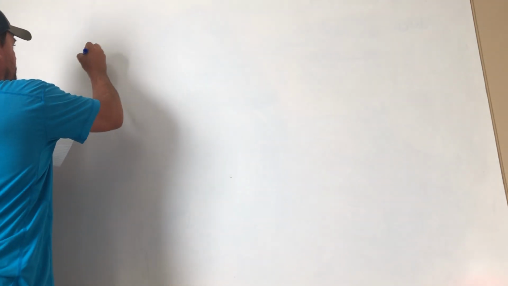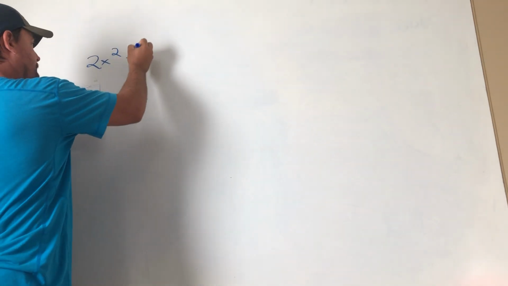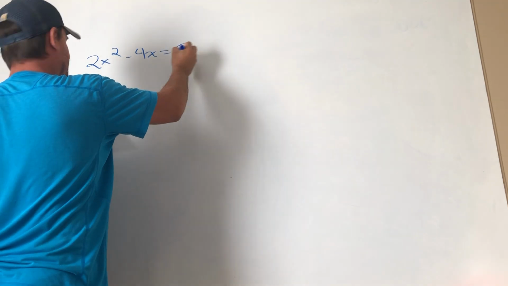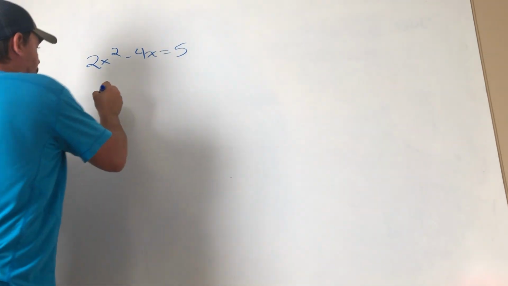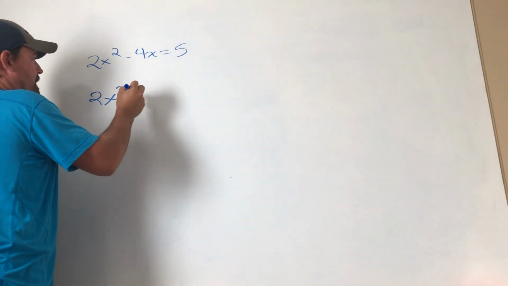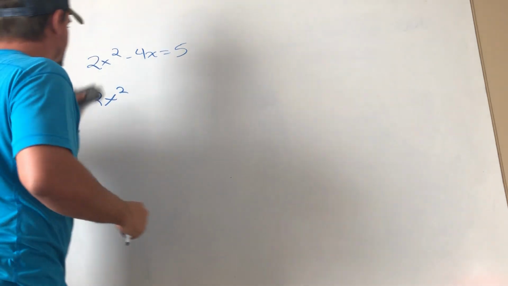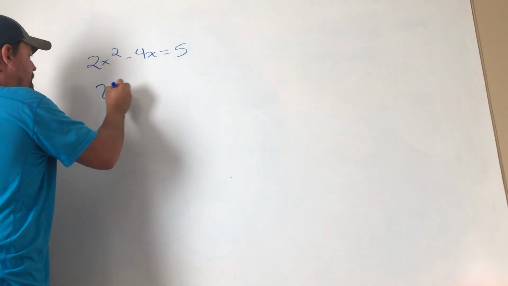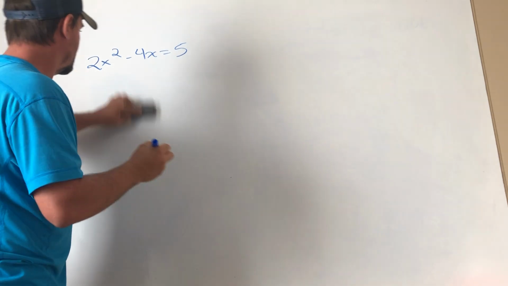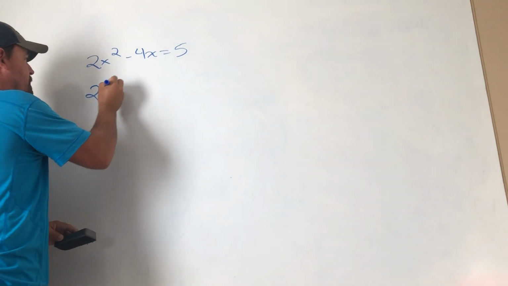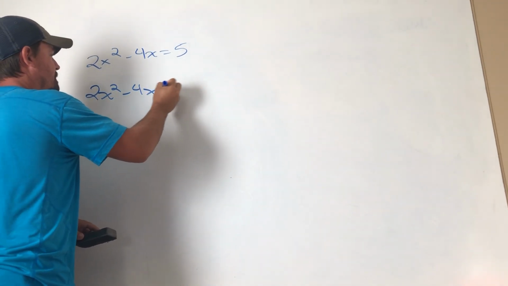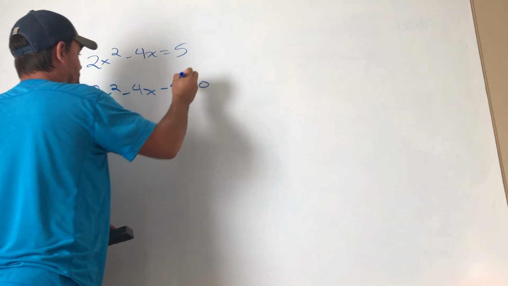Got two more for you. 2x squared minus 4x equals 5. If I pull this over, I say 2x squared minus 4x minus 5 equals 0. Let me write that a little clearer. My x looks terrible, and my 2 looks terrible. Lord mercy. 2x squared minus 4x minus 5 equals 0. Gotta get them all on the same side.